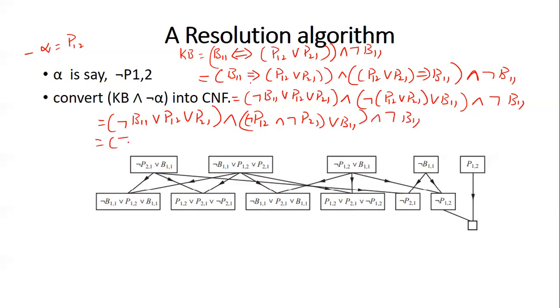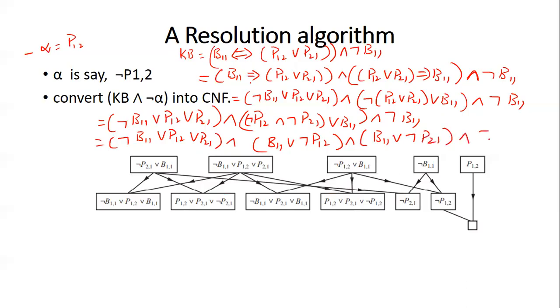Okay, so not B11 or P12 or P21, and B11 should be distributed. So this is again distribution of disjunction over conjunction. So it becomes B11 or not P12, and B11 or not P21, and not B11, right? Now this sentence is in conjunctive normal form. Here all are clauses, and in between we have and.